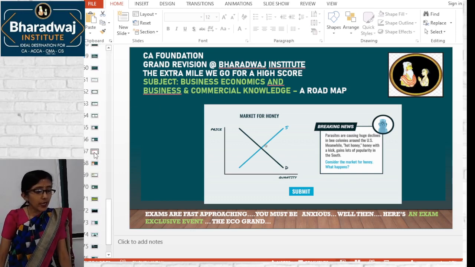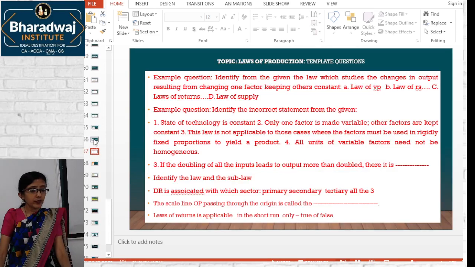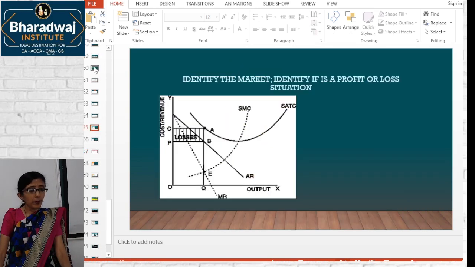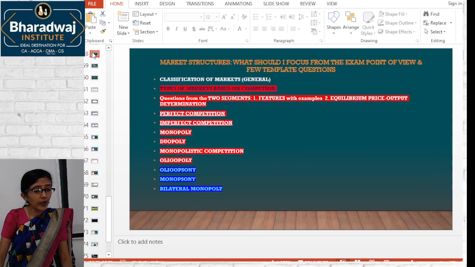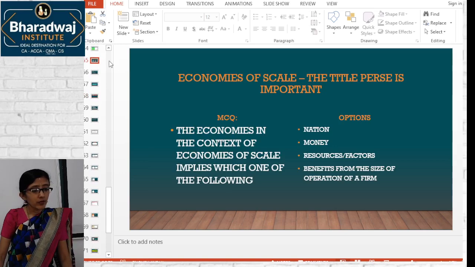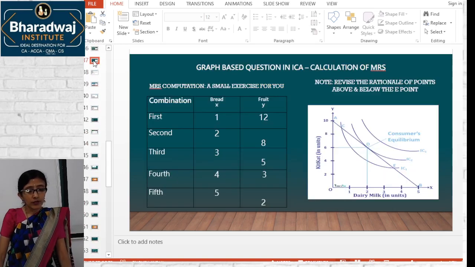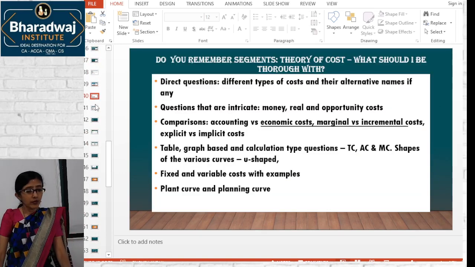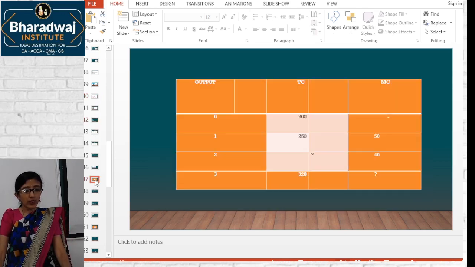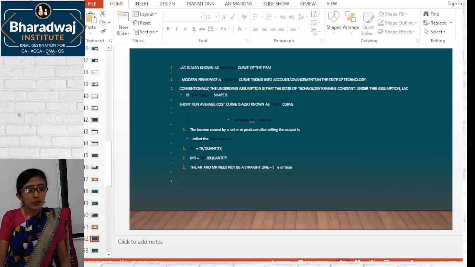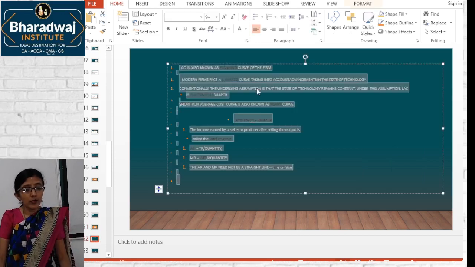Which was the number of slide we were in? Any idea? Anybody knows the number of the slide we were in? It had an orange shade. Yeah, this is the one. Please wait.